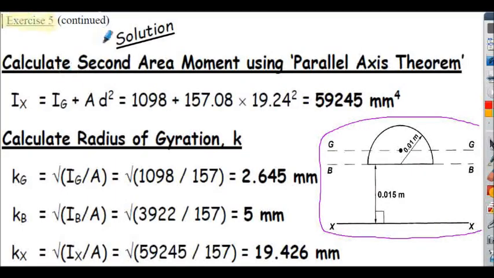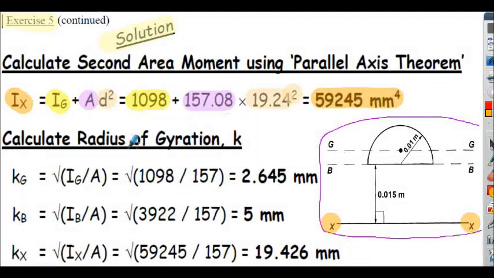Exercise 5, solution continued. Now we've got to calculate the second area moment about the XX axis. To do this, we use the parallel axis theorem again. So IX is equal to IG plus the A, but this time multiplied by the D squared, which is 19.24 squared. So here's the value for the IX, second area moment.